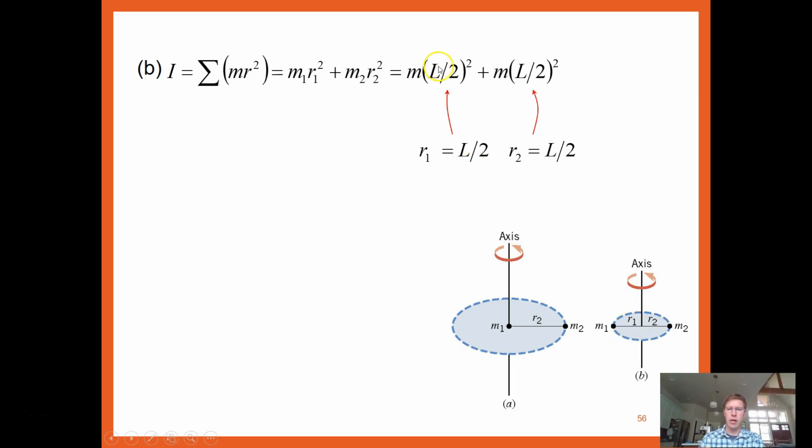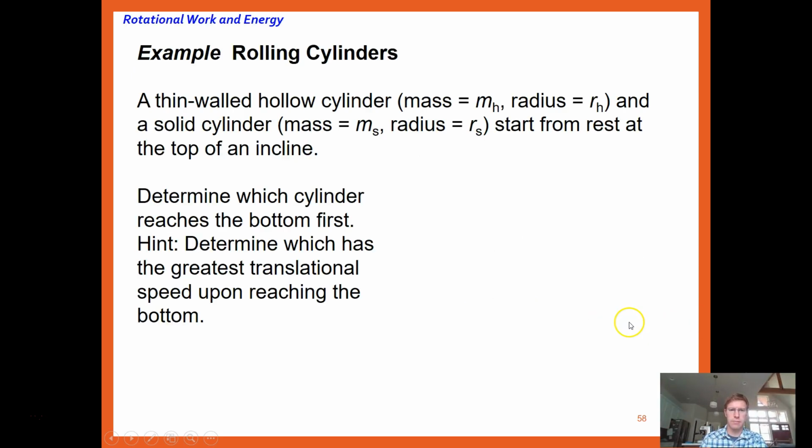So plugging this in now, you got L over 2 squared, L over 2 squared. L over 2 squared is L squared over 4. So you have mL squared over 4 plus mL squared over 4, and you end up with 1/2 mL squared. So in orientation A, even with one of the masses on the axis offering no rotational inertia, you have double the overall inertia as you do in situation B. So it's tricky, but distance matters more than mass. That's why we see this difference.